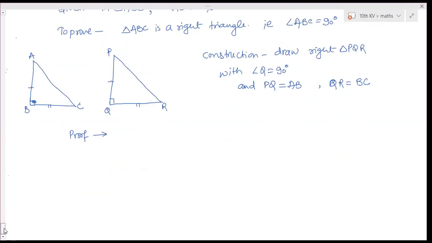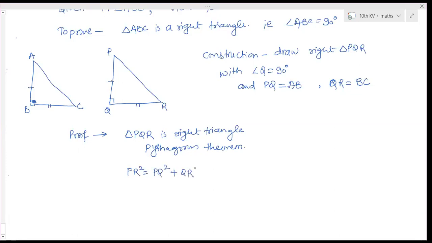Okay. So now how to prove AC and PR are equal? We know that triangle PQR is a right triangle, so we can use the Pythagoras theorem. The Pythagoras theorem for triangle PQR: PR square is equal to PQ square plus QR square.